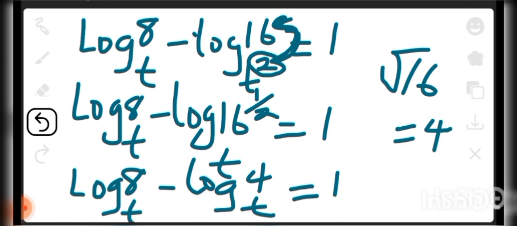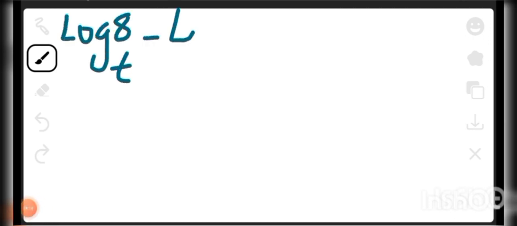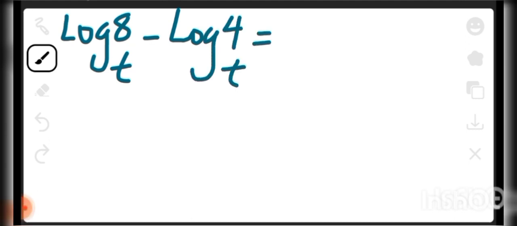So what is next to do now? We're going to apply the rules of indices, which means minus means division, because the bases are now the same. The coefficients are also the same, so we can apply the rules of indices. Let me clean the board. So we have log 8 to base t minus log 4 to base t is equal to 1.